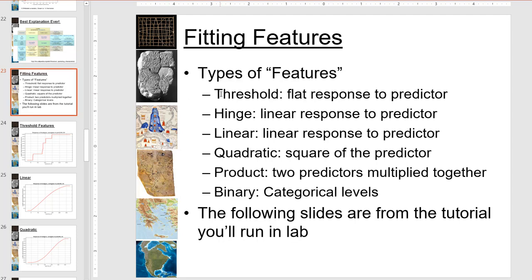There's a number of different features. Flat is thresholded, hinge, linear response. Linear is also linear response. There's two of these. Quadratic is the square of the predictor, and then a product. You can actually have two predictors, again these are covariates multiplied together, and then there's also binary, so it supports categorical levels as well.